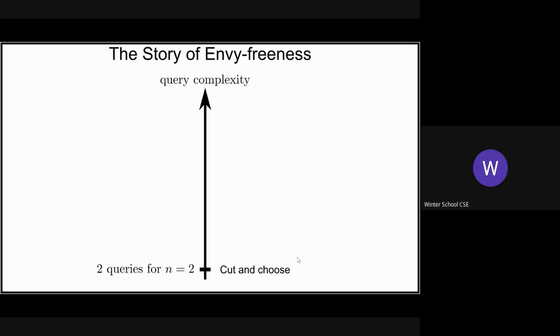So let me just tell you the story of NV-freeness, what we know about it. From the 2-agent protocol that we saw, because for 2 agents proportionality and uniqueness are the same properties, we get this result for free. For 3 agents, there is a very clever protocol by Selfridge and Conway from the 1960s that finds an NV-free division, which remember is a stronger property than proportionality, using again a constant number of queries. But right off the bat, even for 3 agents, the problem becomes quite intricate. It's a very clever protocol.